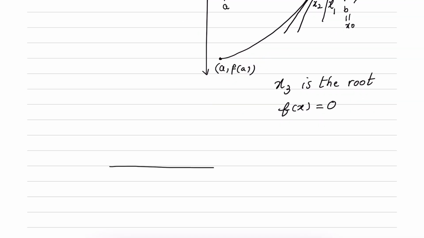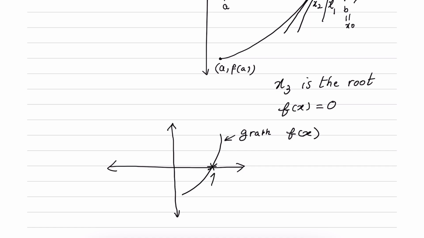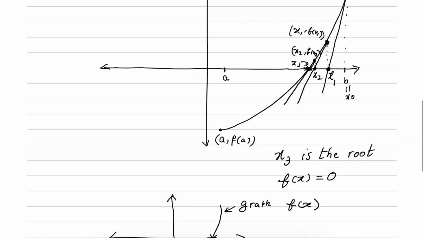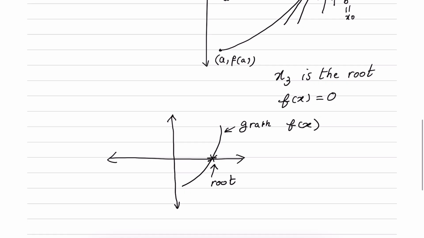Let's have a look at this graph. I'm calling this curve the graph. It is the graph of some function f of x, and wherever this graph cuts through the x-axis, that x value is called the root. And in the above picture, we have tried to approach towards this root by drawing the tangent lines.